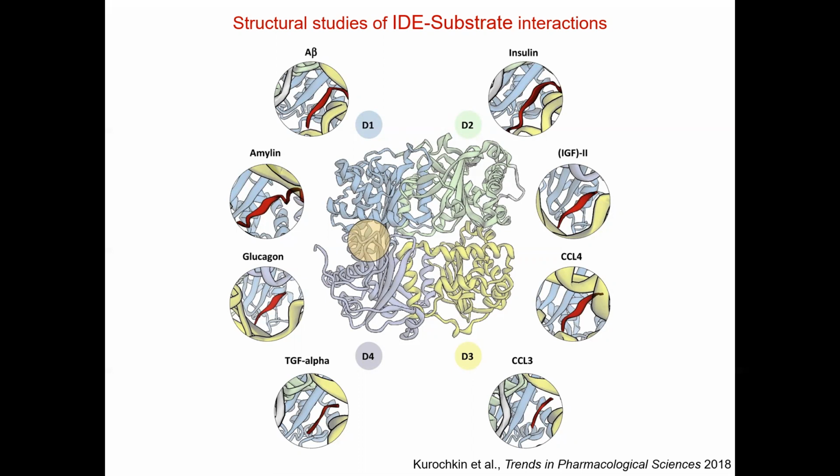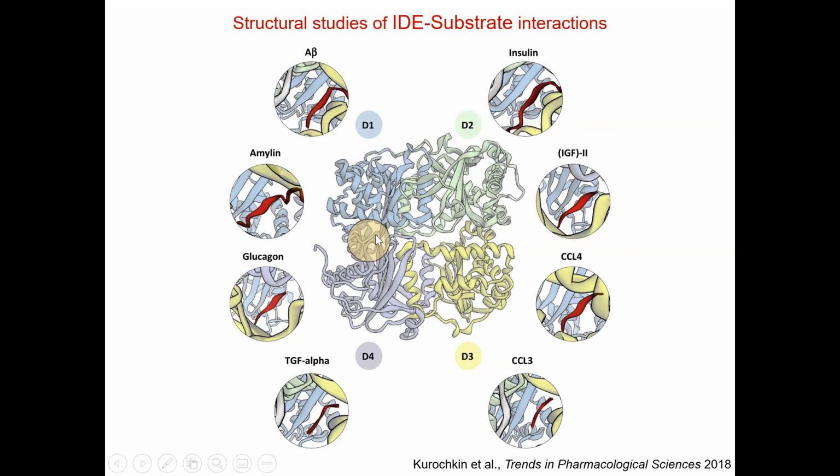The figure on screen represents IDE in its monomeric form and is around 120 kilodaltons, while the dimer is approximately 240 kilodaltons. The peptide substrates are shown here in red, and this circle represents where those peptide substrates would bind to on IDE. Where the substrate binds, it forms a beta strand in the catalytic site of the enzyme.